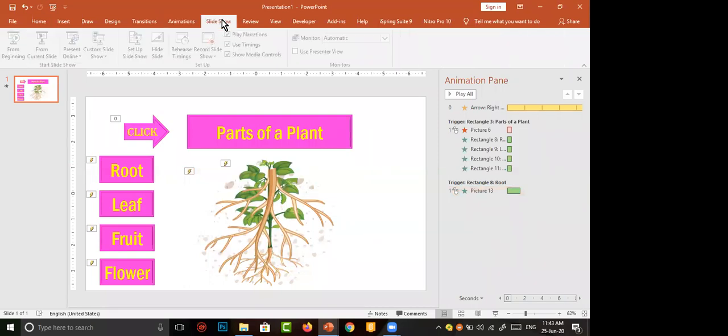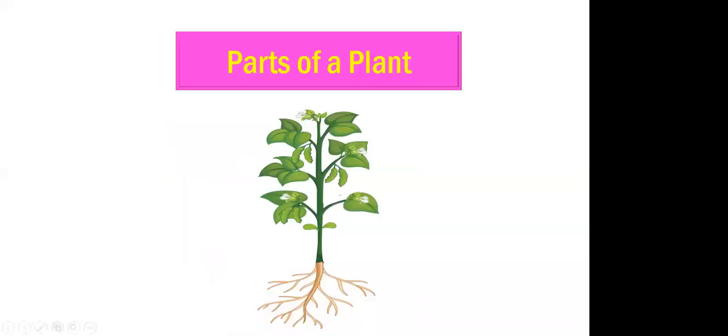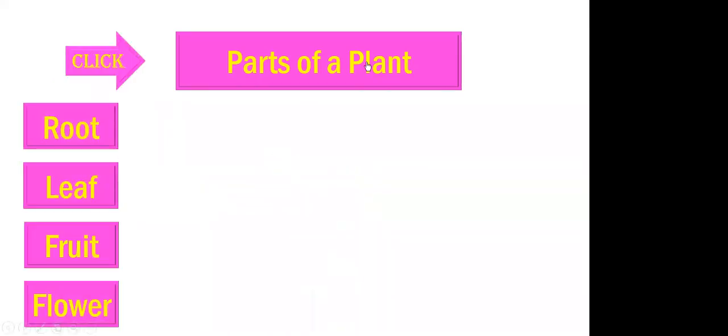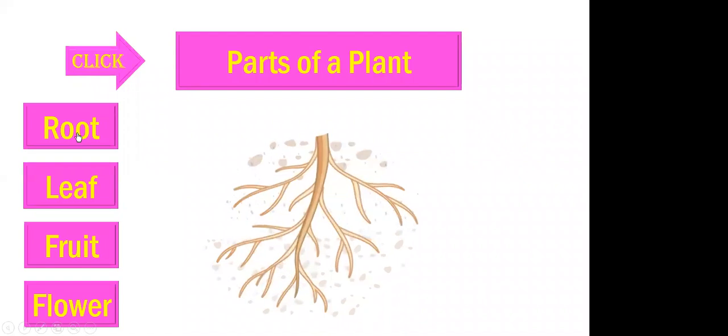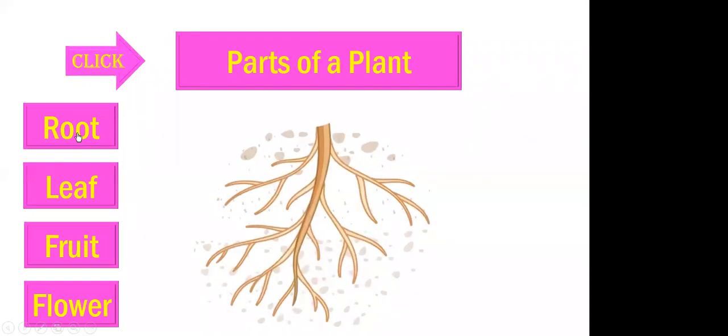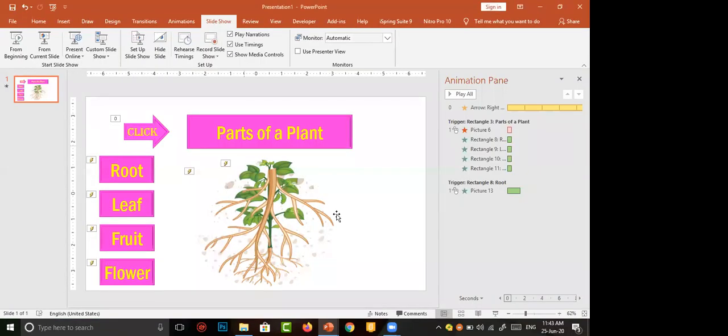Go to Slideshow. I click on parts of a plant. This time I move to root. I click on root. Clear. It is only appearing now.